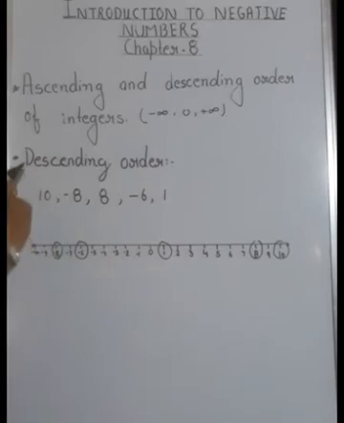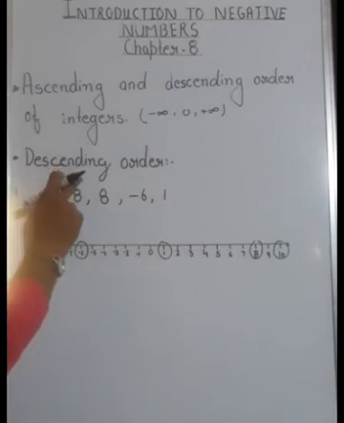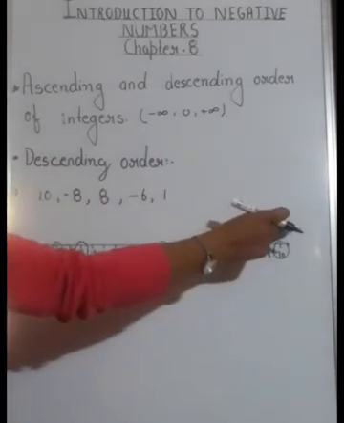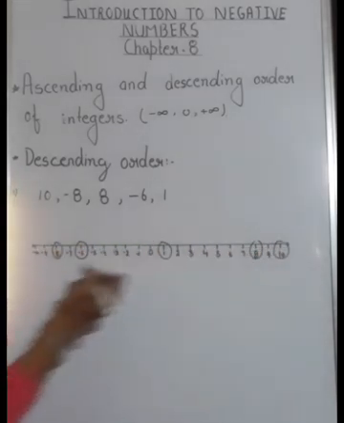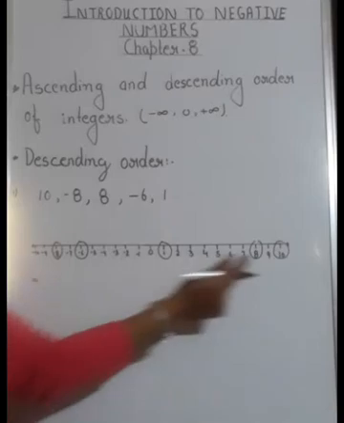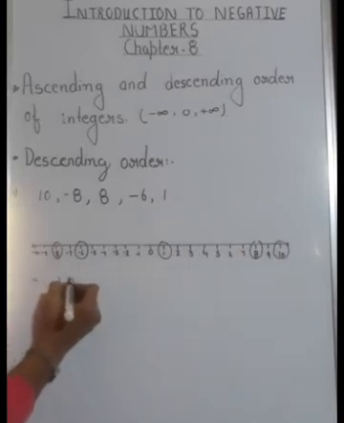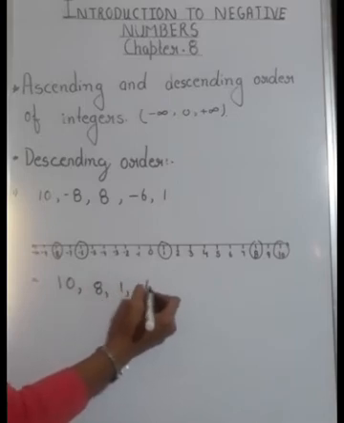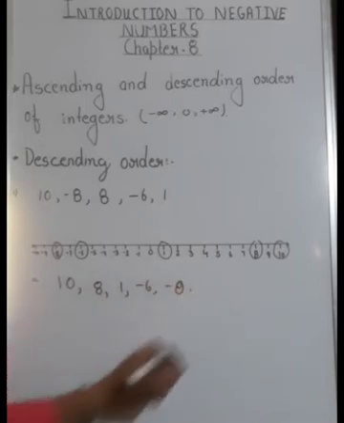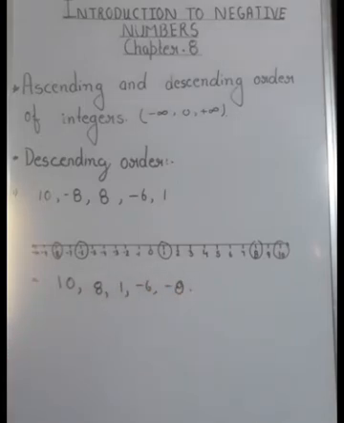Okay. Now if you have to write in descending order, what you have to do? You have to start from right and go towards the left. Okay, so what is towards the right? First digit is your 10, so you will write 10. Then you are having 8, then 1, then minus 6, and then minus 8. And you have arranged them in descending order.